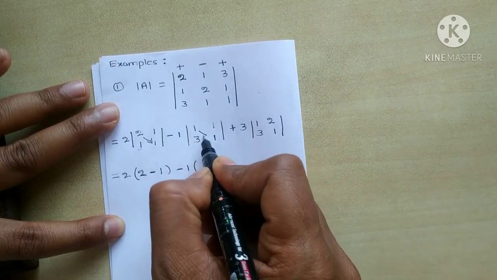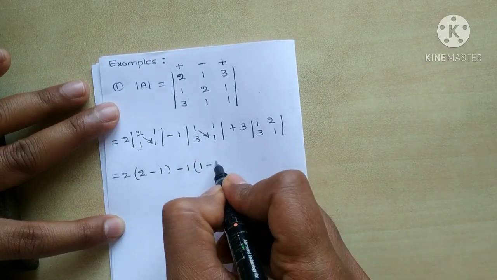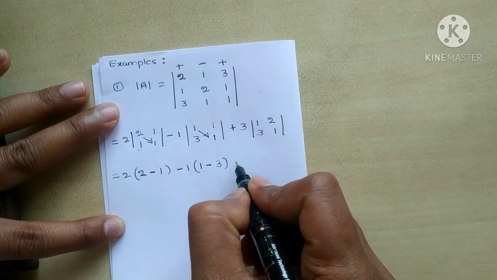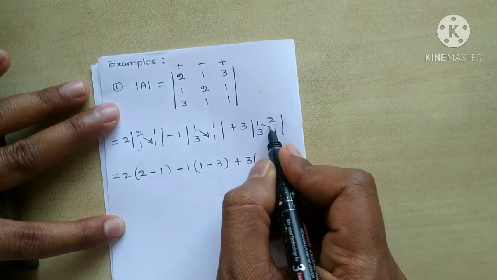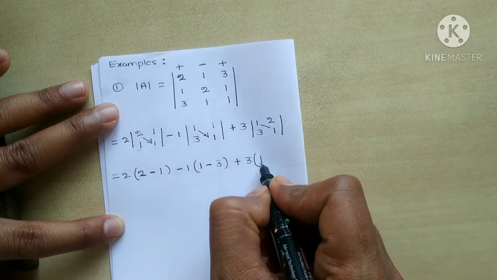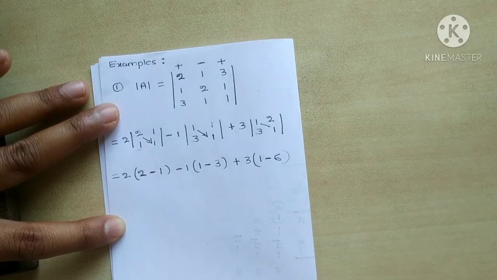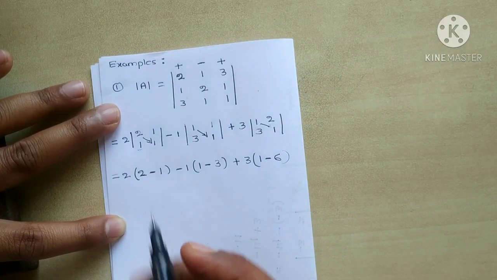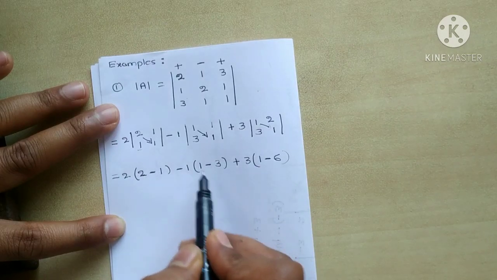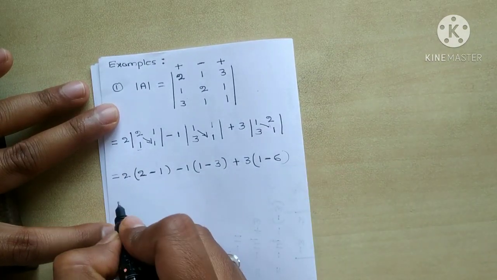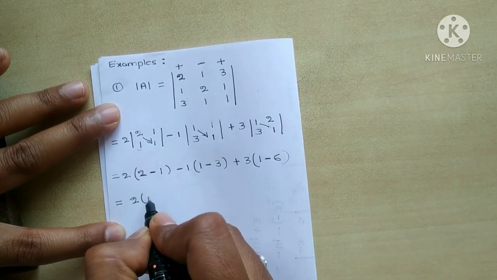Again these two. 1 into 1 is 1, minus 3 into 1 is 3. Next plus sign. Next element is 3. Next these two. 1 into 1 is 1, minus 3 into 2 is how much? 6. Next do the simplification. So first step, what to do? Inside the bracket, whichever values are there, do the simplification first. So again 2 I am going to keep as it is. 2 minus 1 is how much here?